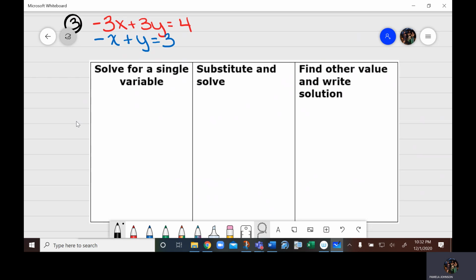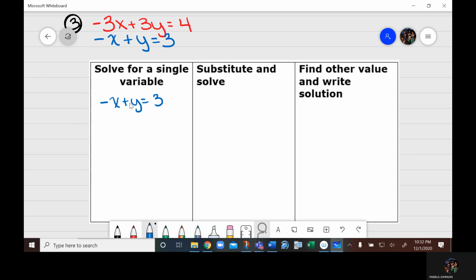I have negative 3x plus 3y equals 4, and I have negative x plus y equals 3. So it's probably going to be easier just to get that y by itself, because then if I try to get the negative x by itself, then I have to divide by negative 1 to make x positive. If I try to change the red equation, 3 and 4 are not factors or multiples of each other, so we end up with fractions. So the blue equation is the one that is going to be the easiest to rearrange.